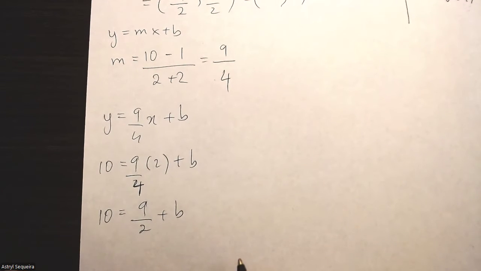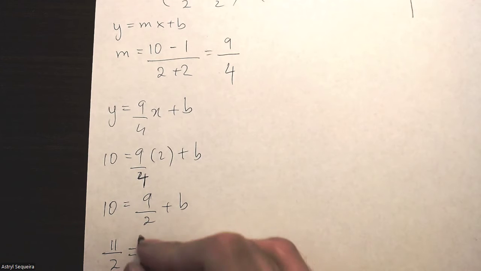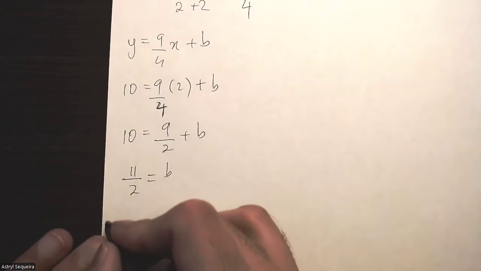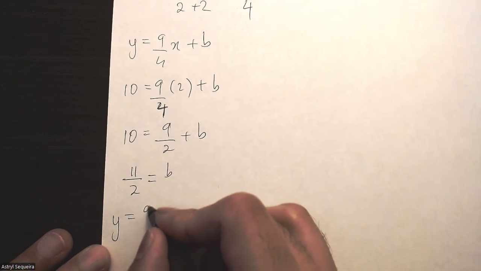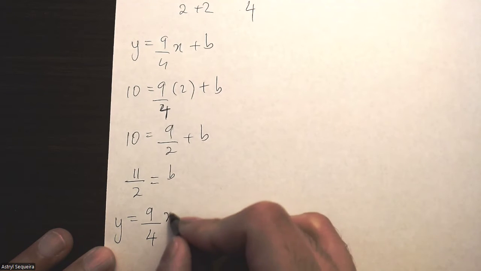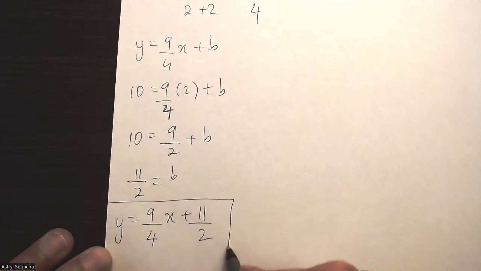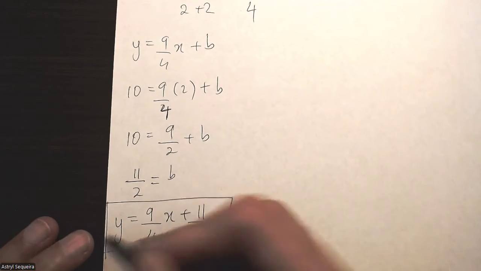So 10 minus 9 over 2 equals b. I'll just do that in my calculator. I just get 11 over 2 equals b. So my equation of my median from vertex U is y equals 9 over 4x plus 11 over 2.